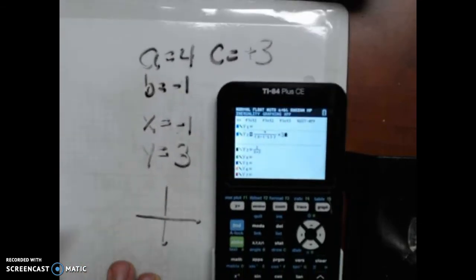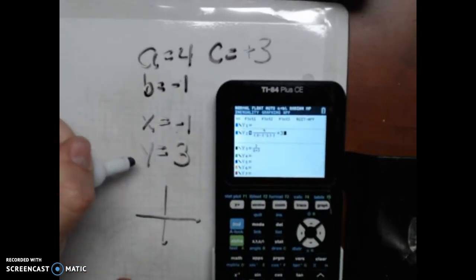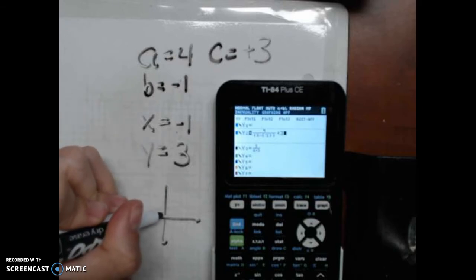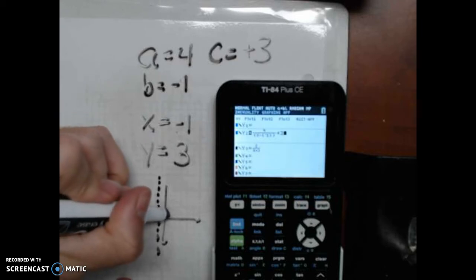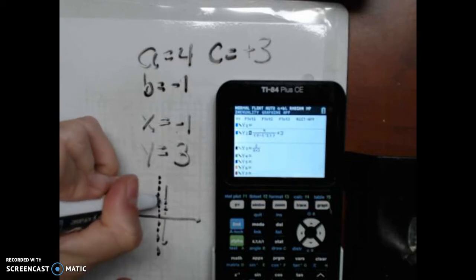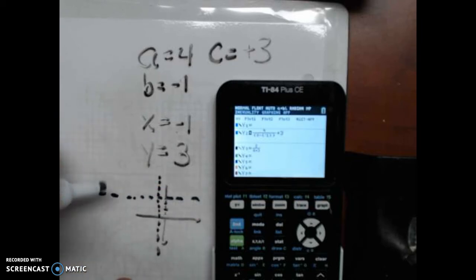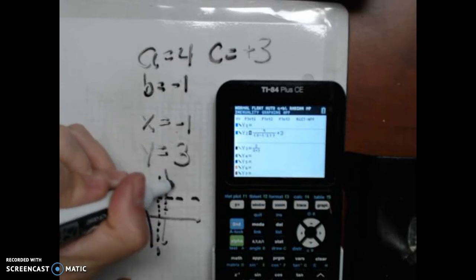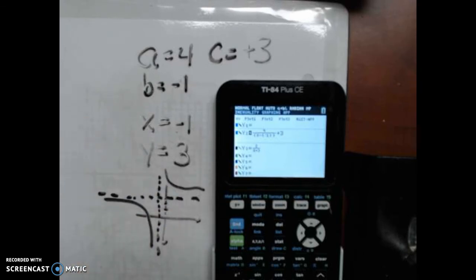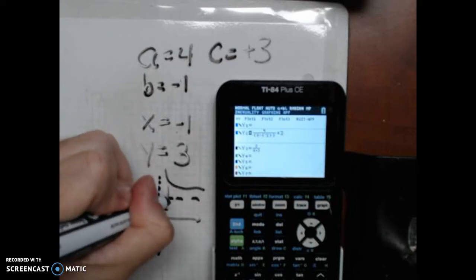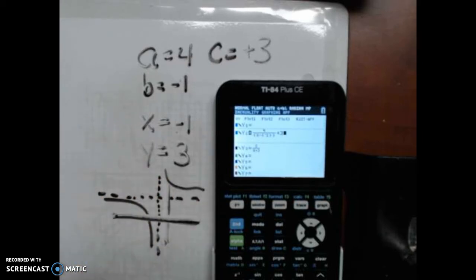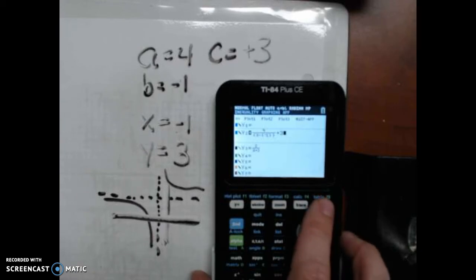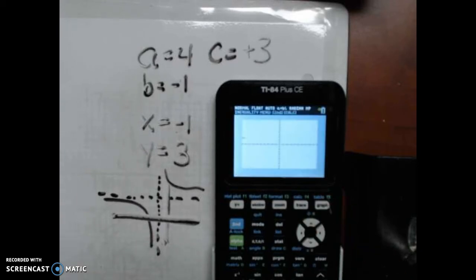So my graph should look something like, well, where's x equals -1? Right here, there should be an asymptote, and at y equals 3, there should be another asymptote. And then my picture is going to stay the same except be less curvy. So that's what my picture should look like. The axes are going to be here, and my graph should look something like that. So let's hit graph and see how we did.